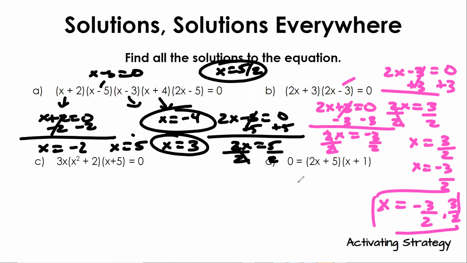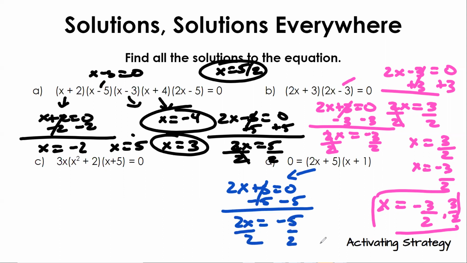Okay, I'm going to do D first, and then I'll go back to C. On D, you're going to set it equal to 0 and then solve. So you'll subtract 5, divide by 2. So x is going to be -5 halves. And x is going to be -1, because you'll just switch the sign of this one. Normally you could probably do this in your head. Move 5 over, that's going to be a -5, divide by 2. You always flip the sign of whatever that is.